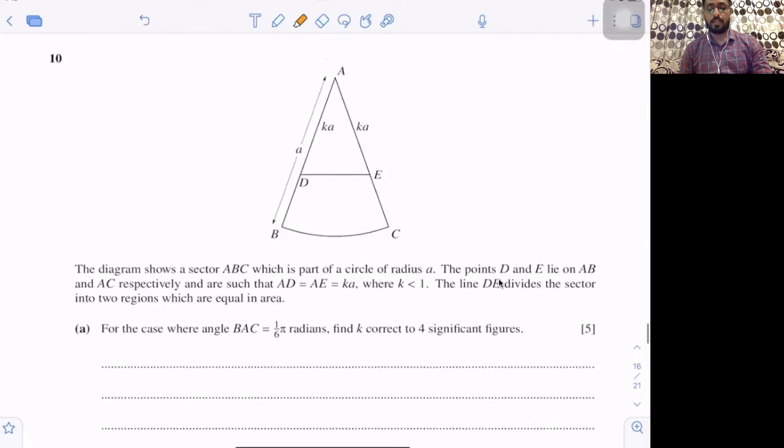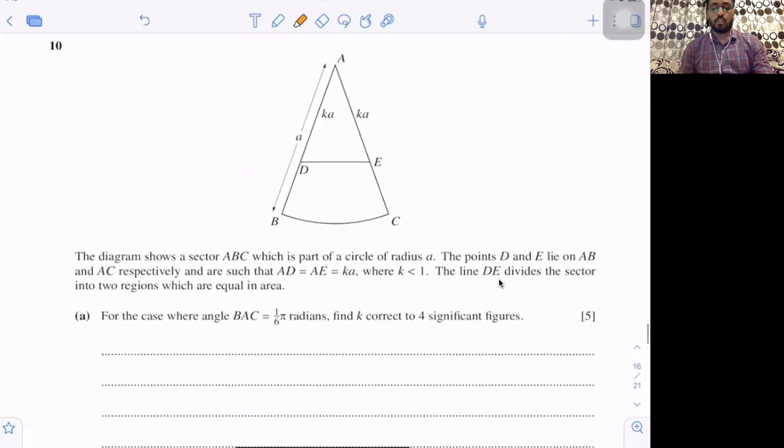Question number 10, students. So in question 10, what is said to us? What is given to us? So the diagram shows a sector ABC, which is a part of a circle of radius A. So there's a diagram. Okay, the diagram is given to us, and it shows a sector ABC, and it is a part of a circle with radius A.